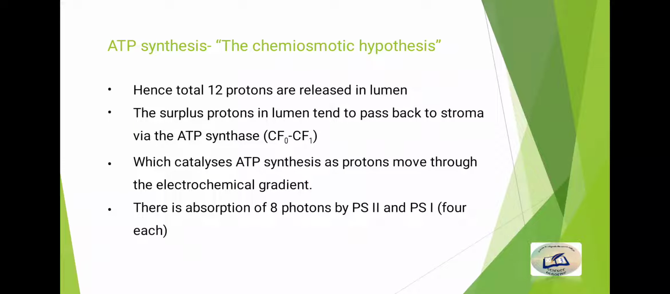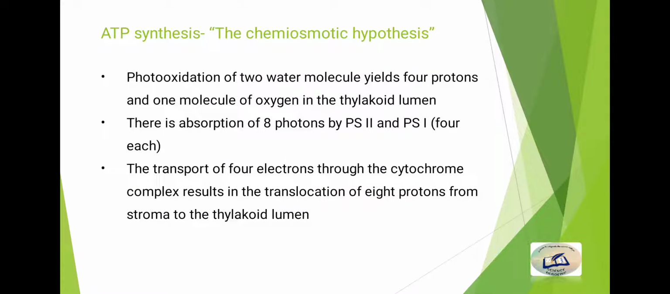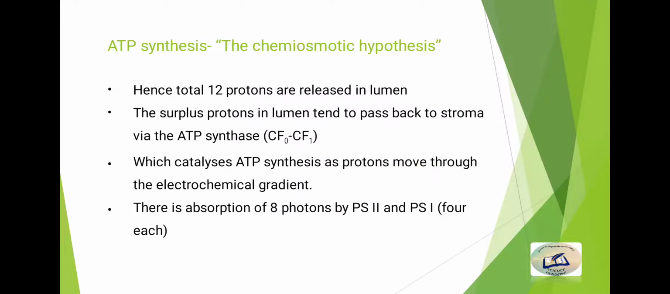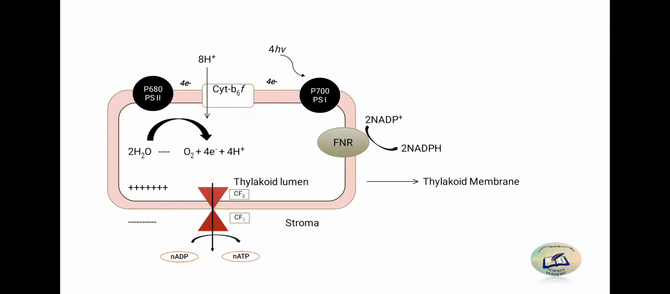The surplus protons in the lumen tend to pass back to the stroma via the ATP synthase, which catalyzes ATP synthesis as protons move down their electrochemical gradient. There is absorption of 8 photons by PS2 and PS1, which we have mentioned in the previous slide also. Okay, so let's discuss the diagram, then the points will be very clear.